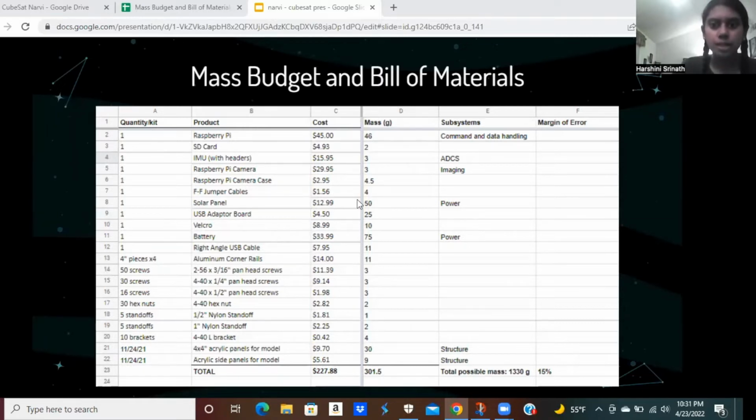The Raspberry Pi would be the command and data handling subsystem. The IMU would be the ADCS subsystem. The Raspberry Pi camera would be the imaging subsystem, and the solar panel and battery would be the power subsystem. The acrylic panels and the acrylic side panels would both make up the structure subsystems.